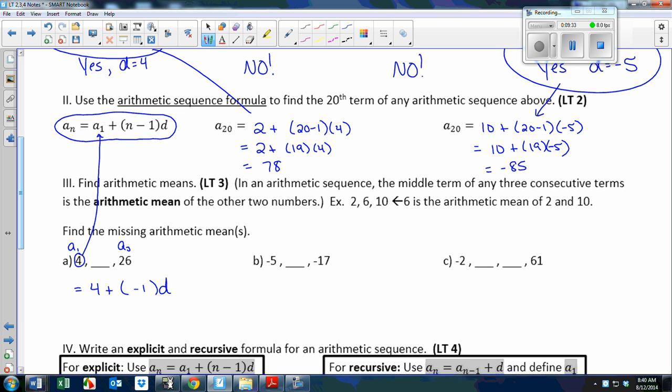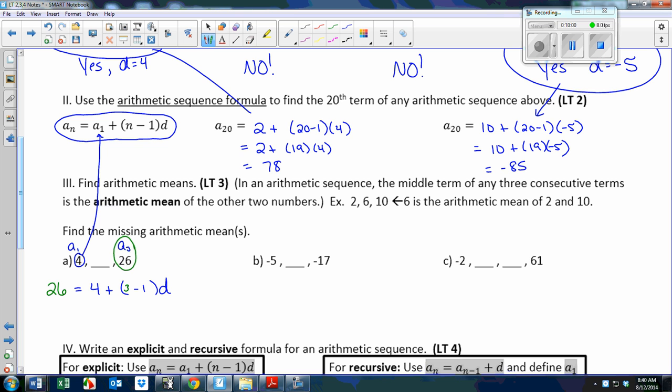Now the trick is remembering that you can use A3 and 26. It gives you 2 pieces of information. The third term is 26. So you can put a 26, A sub 3, on the left side when you put a 3 in for N. The third term is 26, so it gives you 2 pieces of information. All right, then finish it off.